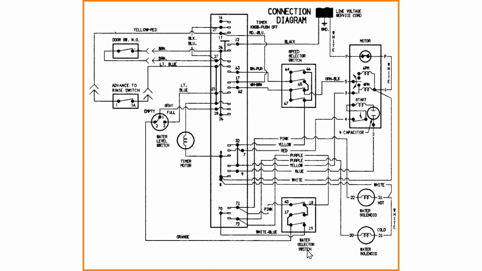Here's some switches, water selector switch, right? So maybe you can select, do I want my water to be cold, warm, hot, right? Kind of a couple different switches there. Speed selector switch, right? There's a couple different switches in there. Select how fast it's spinning. Advanced rinse switch. Okay, do you want an extra rinse or not, right? That's another switch. Water level switch.